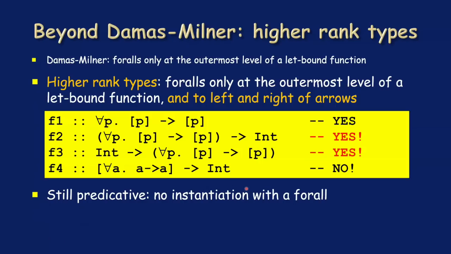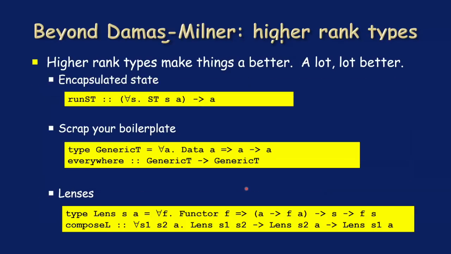So Damas-Milner then, remember, foralls only at the top level of a let-bound function. So we found a way to go quite significantly beyond that without going to impredicativity by using higher rank types. So in higher rank types, you can have foralls at the outermost level of a let-bound function and or to the left and right of a function arrow. So here F2 and F3 become legal, F4 remains illegal. Okay, so it's still predicative in the sense that type variables can only range over monotypes, but higher rank types give you a lot more expressiveness. So this has been in GHC for many years, nearly two decades, I think.